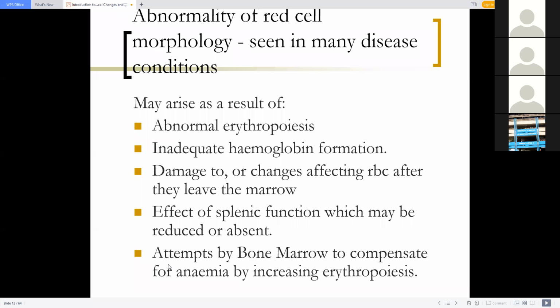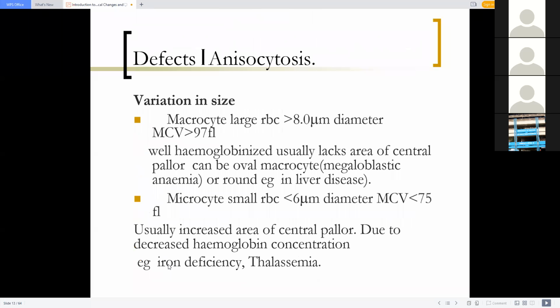So in essence, these five points are what bring about the morphological changes that occur in peripheral circulation, and we are able to detect them and allude to a disease condition. So these are the mechanisms that may bring about abnormalities of red cell morphology. Okay, so I hope that was clear. I think I've talked about variation in size. I've talked about the macrocytes, so I'm not going to go over it again.